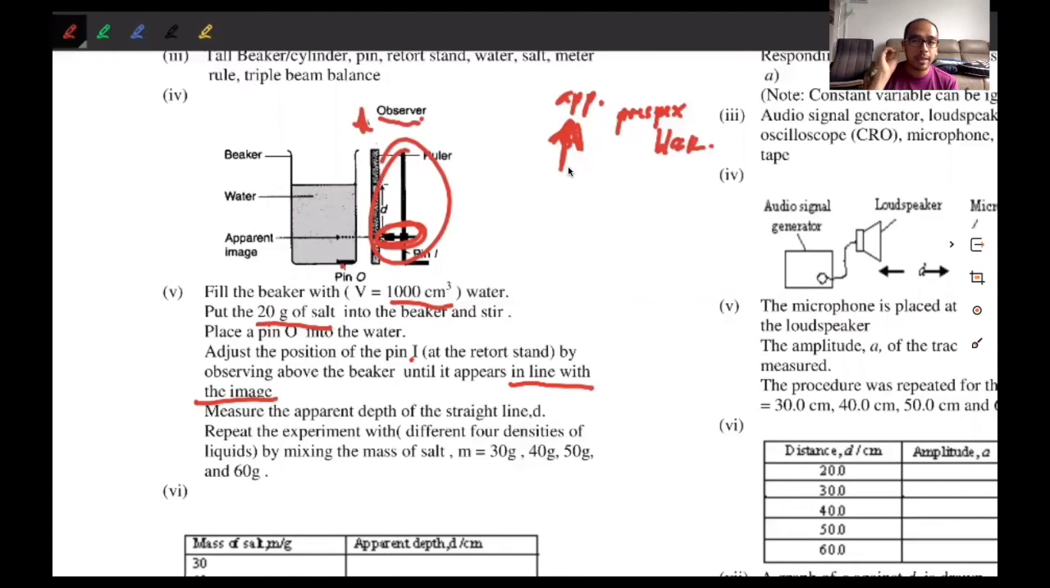This is an extremely difficult experiment to do. Let me be honest with you. One of the reasons why I don't like to do this experiment in the lab is because it's very difficult to get it right. It has to be, this is a real.